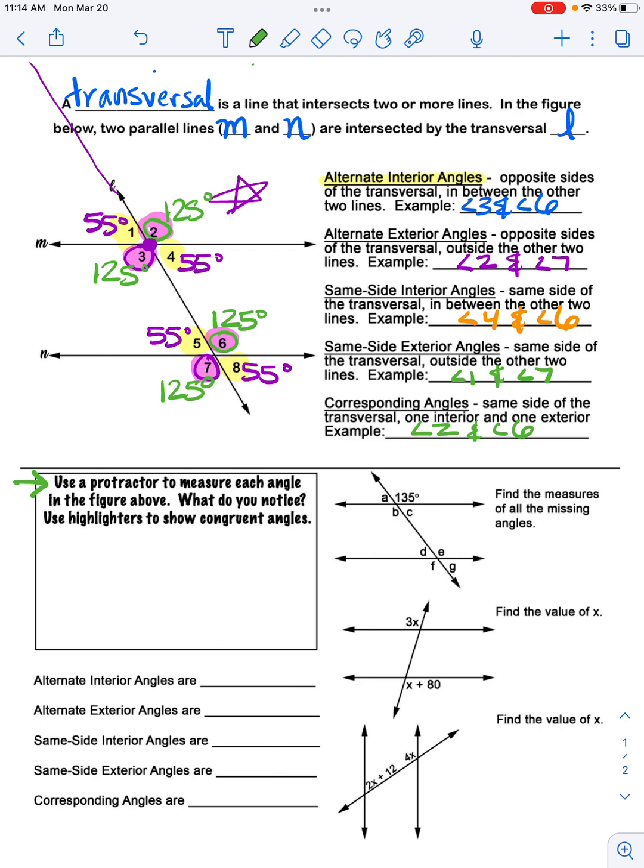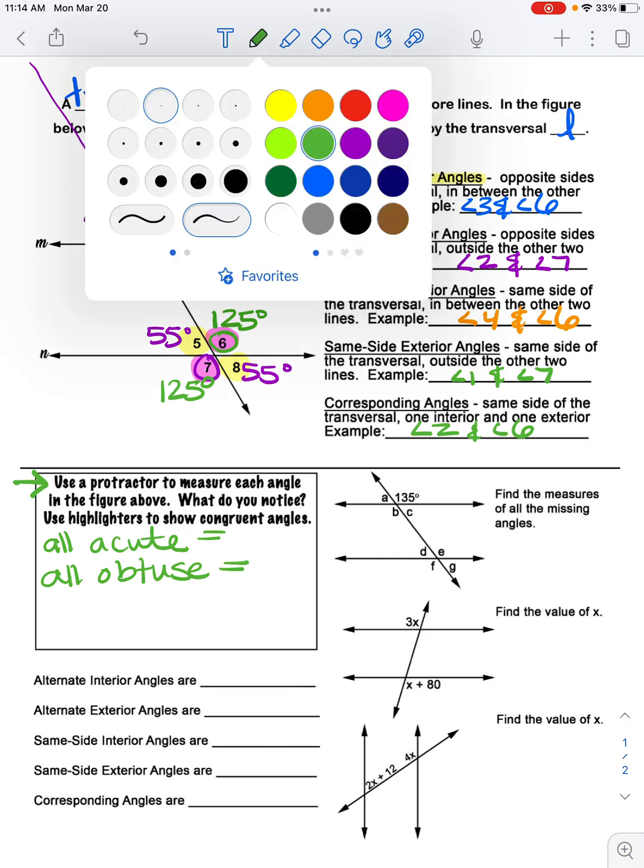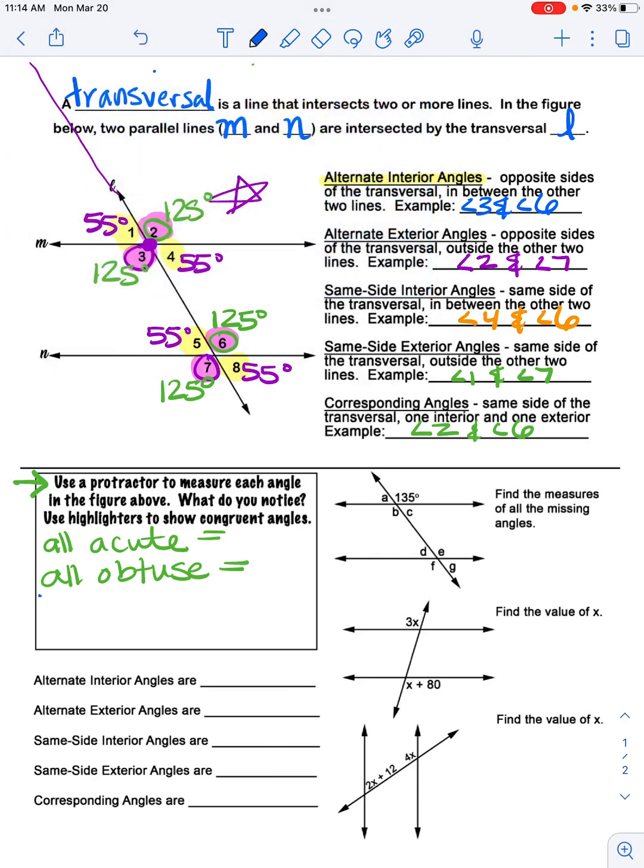So you can write things like, all of the acute angles are the same, or all of the obtuse angles are the same. Let me write that real quick. All acute are equal, all obtuse are equal. And then one other very important observation is that the sum of one acute and one obtuse is 180. This becomes very important as we're learning about parallel lines.